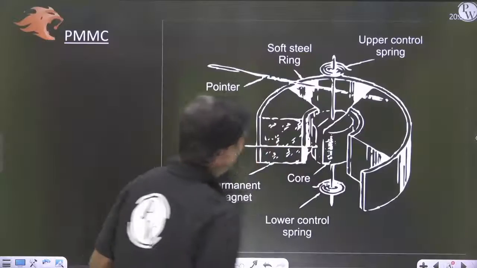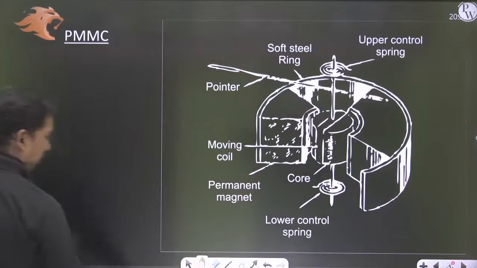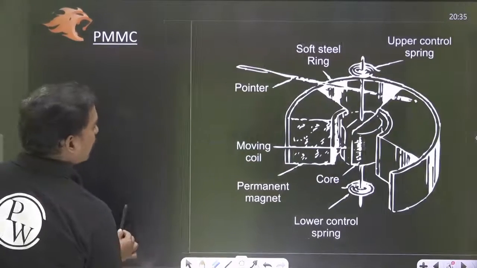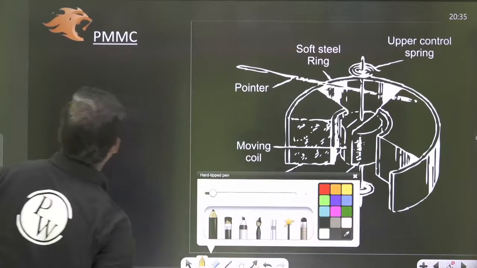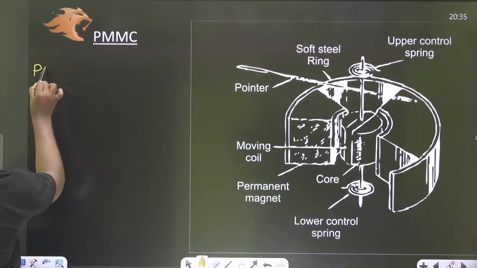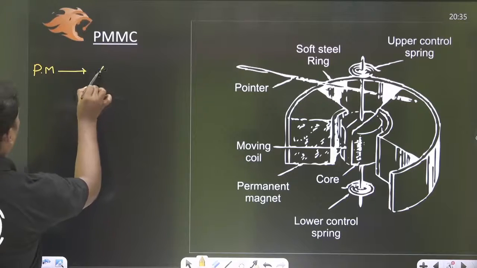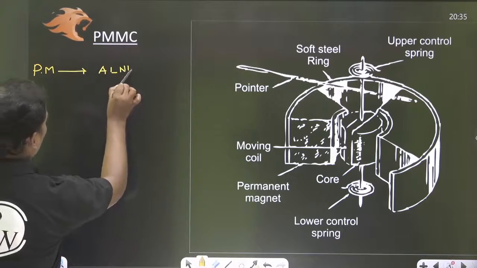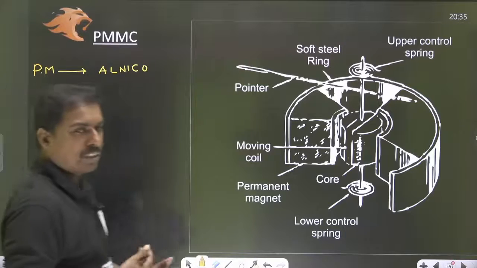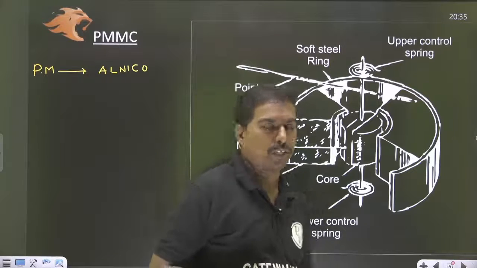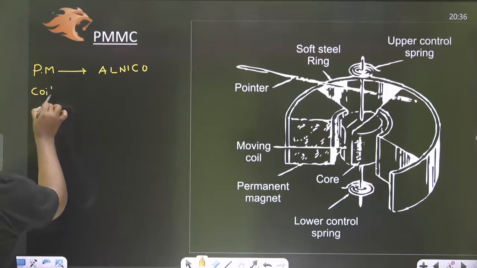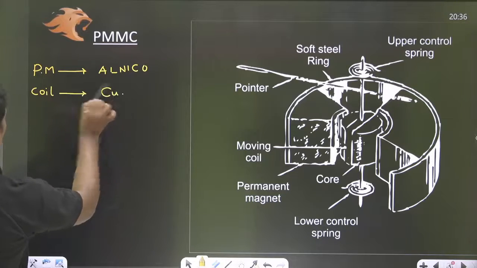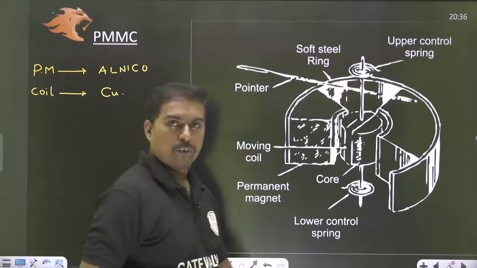First of all, the permanent magnet is made of the material alnico. Materials are also important. Sometimes one mark questions like match the following are expected. Next comes the coil, the moving coil. The moving coil is mainly made of copper winding, copper.